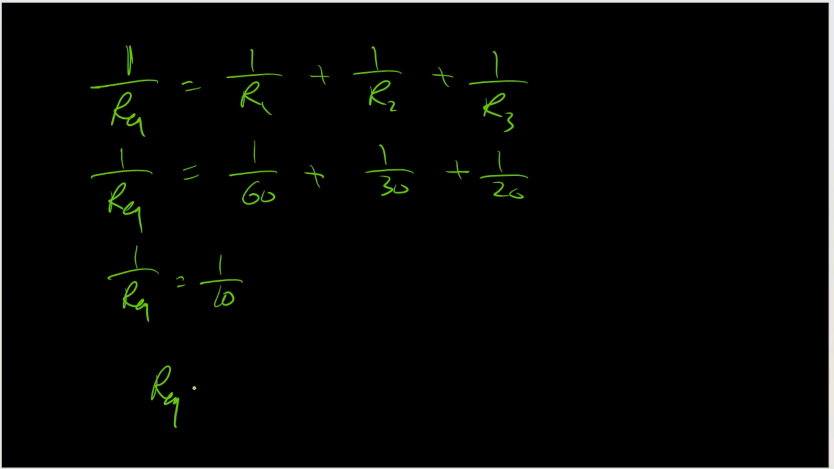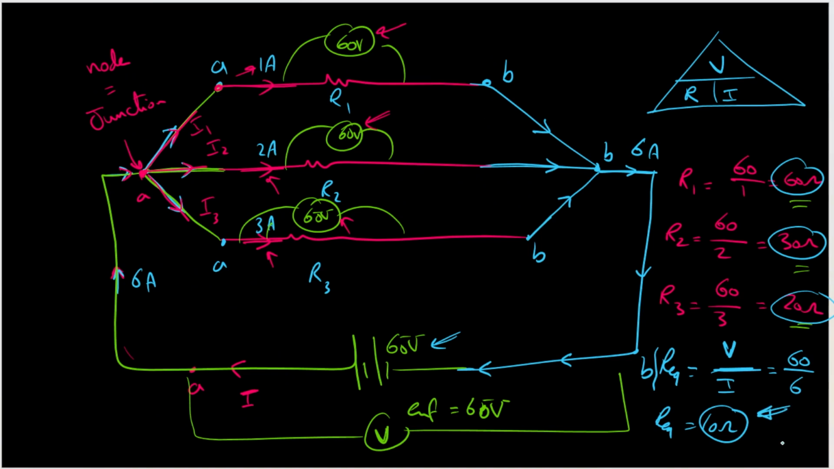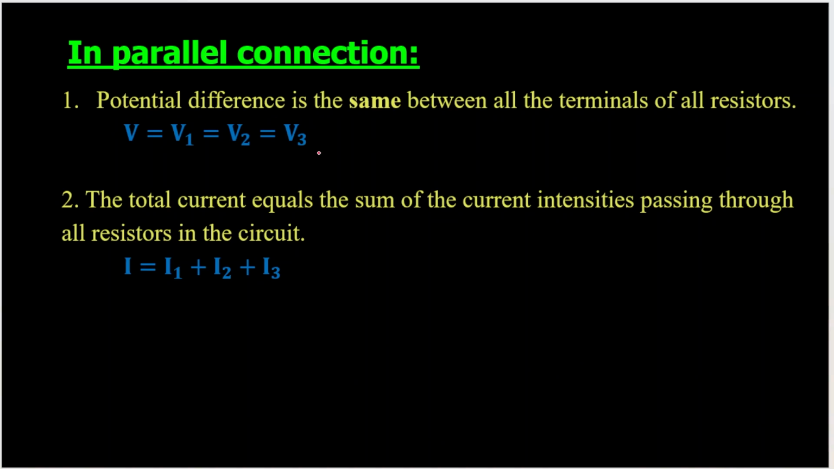So R equivalent, you will just reverse this one. You will find the multiplicative inverse. It will be 10 ohm. So it's exactly like the one that we have calculated here. This is called parallel connection. So in parallel connection, the voltage is kept constant, but the current is distributed over the branches.